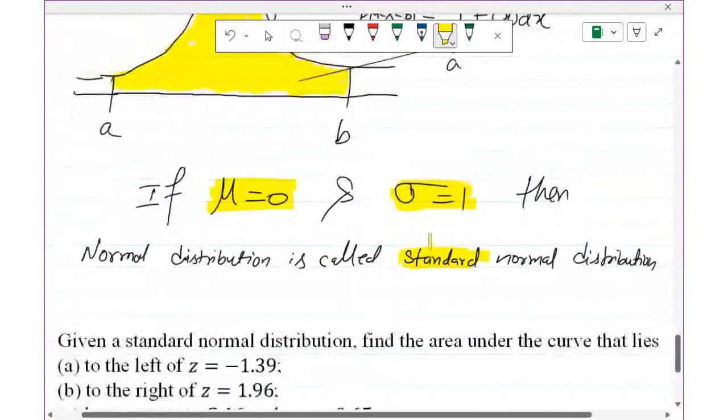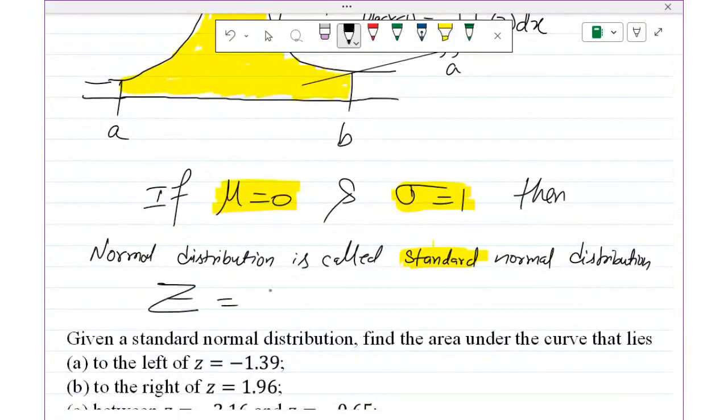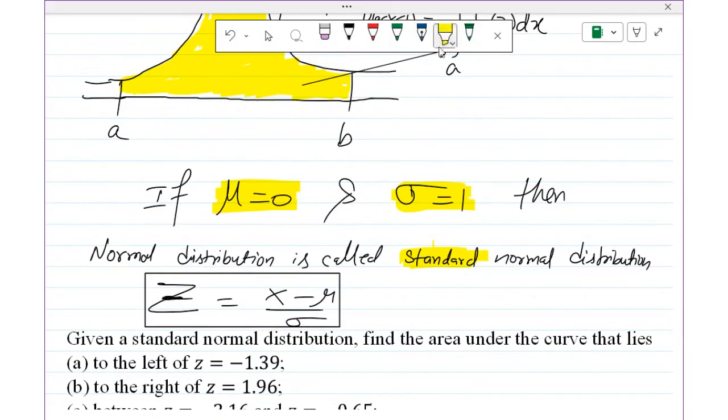Now you can convert any normal distribution into standard normal distribution using this transformation. Z is equal to x minus mu divided by sigma. This is a very important formula which is going to be used at many places in the questions of normal distribution. So this Z denotes the standard normal distribution. If you have any other normal distribution represented by x, then you can convert this into standard normal distribution, that is z. The mean of z will be 0, and the standard deviation will be 1.